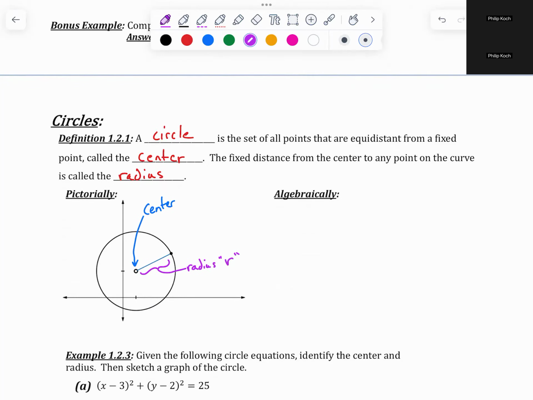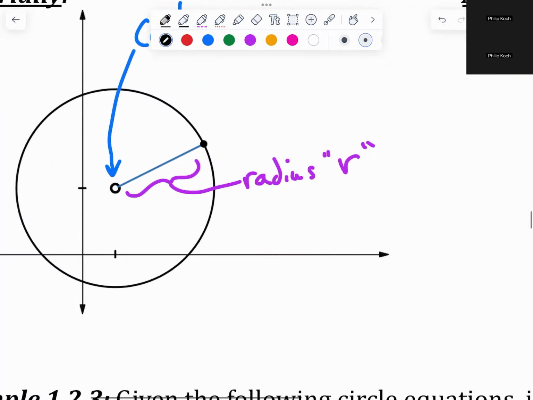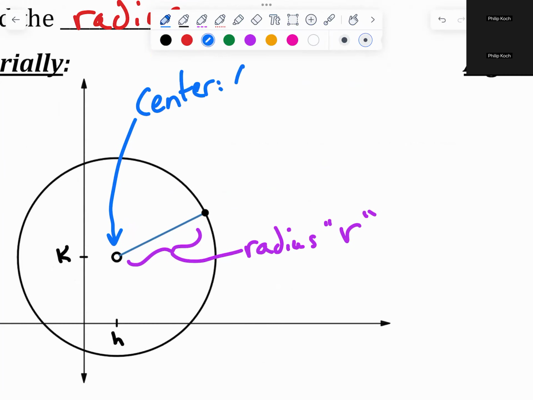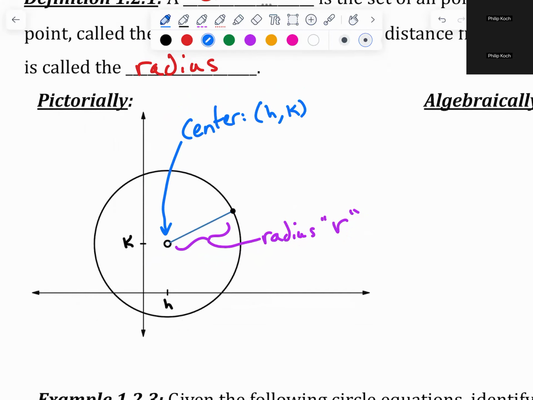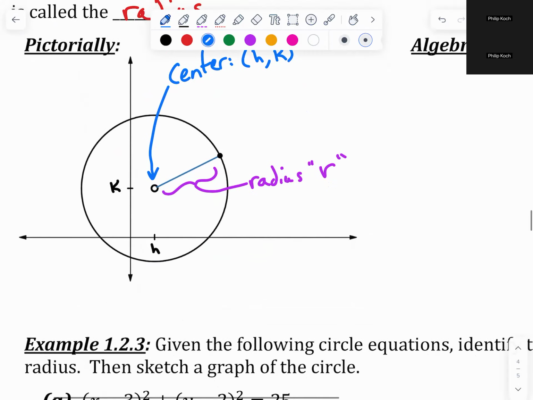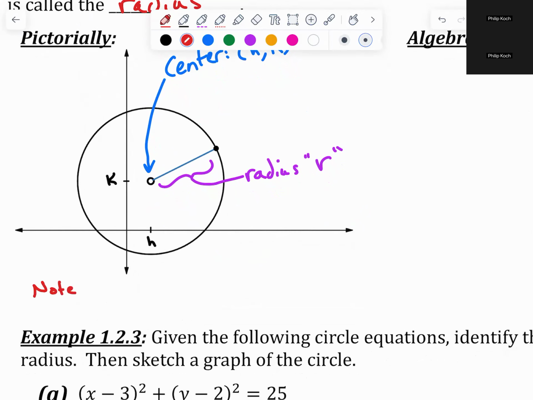And then I'm going to call the x coordinate of this point h, and the y coordinate k. So the center is the point (h, k). That's just a convention. (h, k) is a convention. You could have just as easily used a and b to call the center, but for whatever reason, mathematicians decided on h and k. And so we'll add that note. The center is for reference.